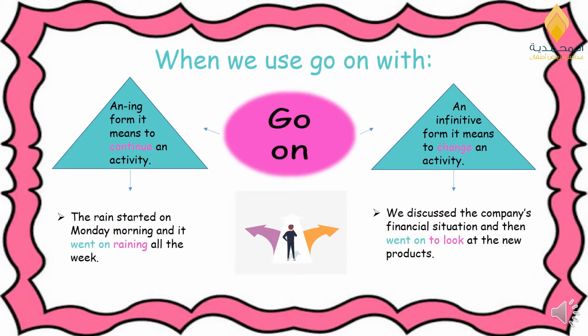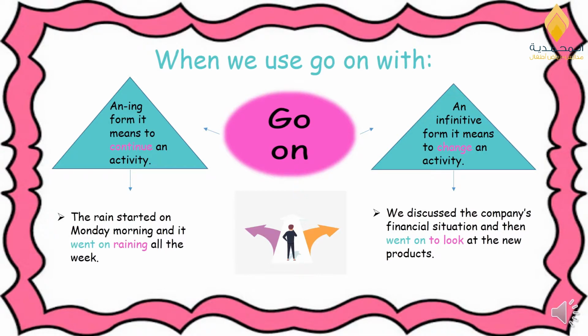Look at the example. The rain started on Monday and it went on raining all the week. I mean it continued raining all the week. Okay? So whenever the verb go on is followed by an ing form, it means to continue an activity. Okay? But if go on is followed by an infinitive form, it means to change an activity.